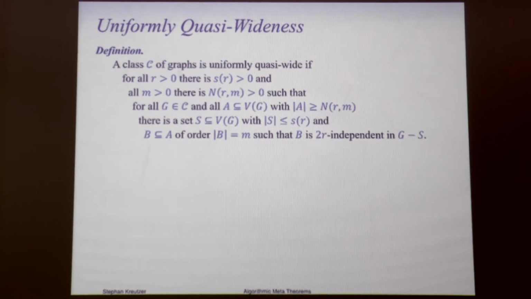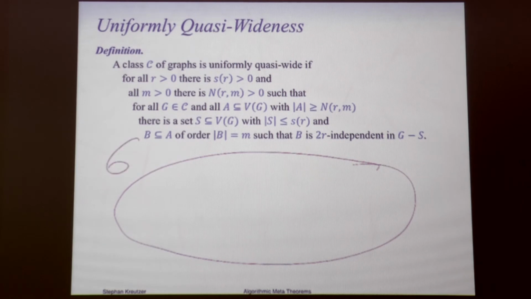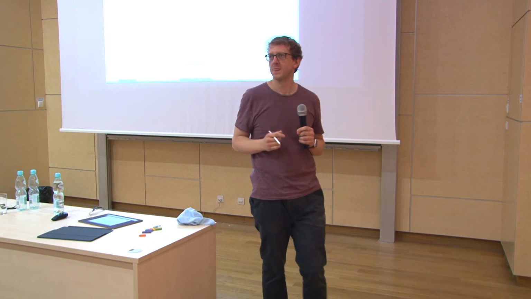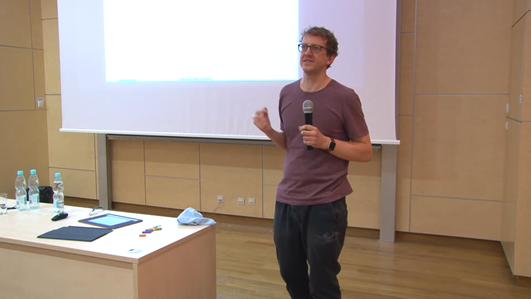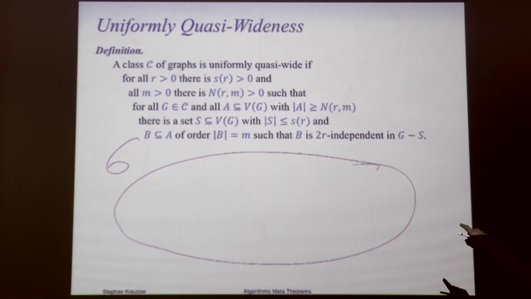Okay, so a class of graphs is uniformly quasi-wide if the following thing happens. And the best way of understanding what it says is to draw a picture, because then it's not very hard to see. What does it mean to be uniformly quasi-wide? It says the following thing. You take a graph, and I would like to find a scattered set in it, which means a set of vertices of pairwise distance 2r, let's say. And you can see a reason why I would like to find this, because Gaifman's theorem requires me to find these elements. So I want to find this set B, which is 2r independent in G minus S.